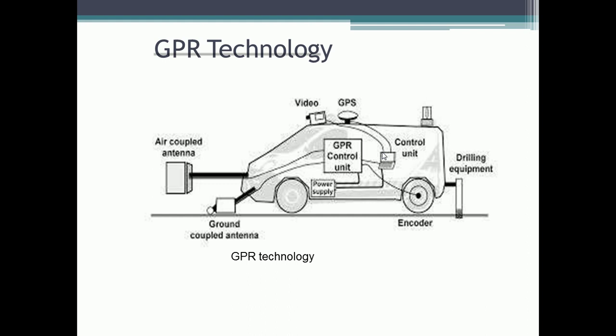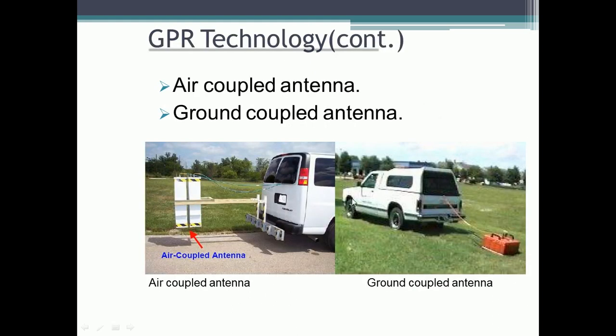You can observe here, we can use a vehicle to carry this entire GPR system. As I told you, two types of antennas are there, air coupled and ground coupled. Air coupled means it does not touch the surface of the ground. Ground coupled means it touches the surface of the ground. There are also the controlling unit, GPS, and the encoder wheel. So this is the entire system of GPR technology.